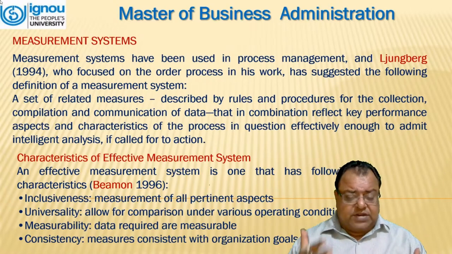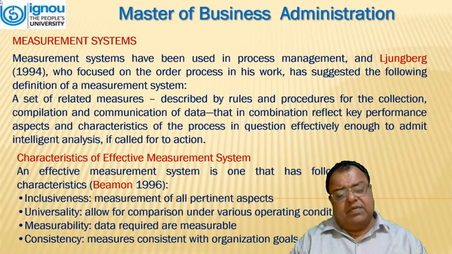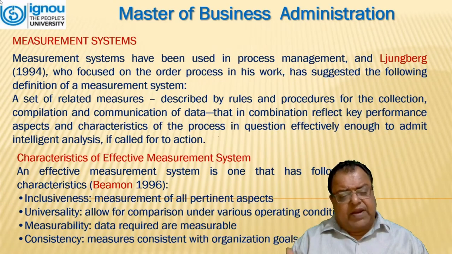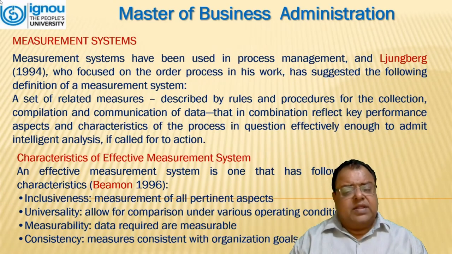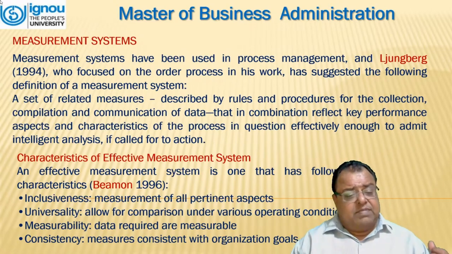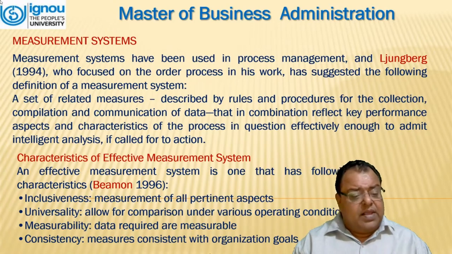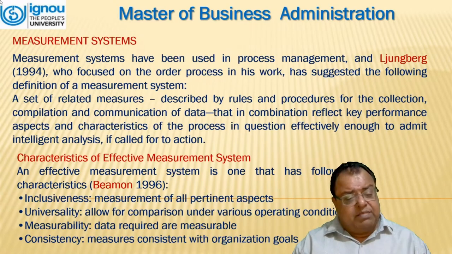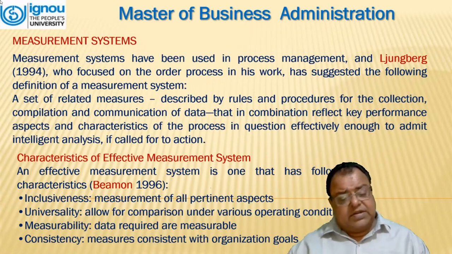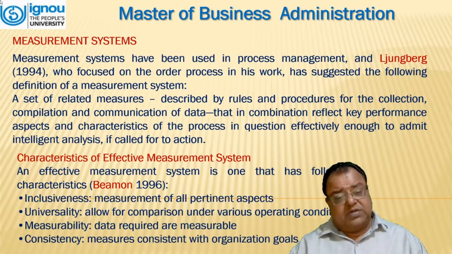If called for action, what are the characteristics of an effective measurement system? The effective measurement system is one that has the following characteristics: inclusiveness, that is measurement of all pertinent activities; universality, allowing for comparison under various operating conditions; measurability, that means the data measures are measurable; consistency, measures consistent with organizational goals.